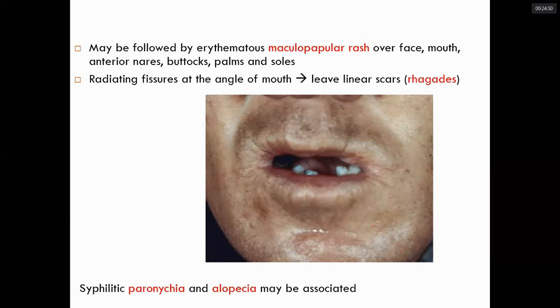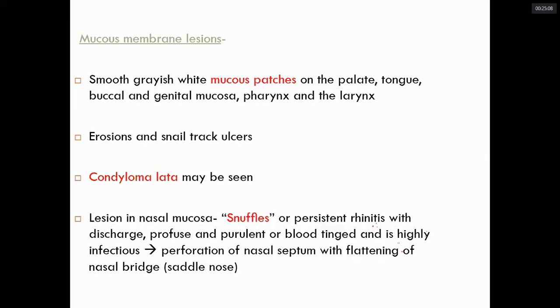These lesions may be followed by a maculopapular rash over the face, mouth, anterior nares, buttocks, palms, and soles, and there can be radiating fissures around the angle of the mouth, which leave linear scars, also called rhagades. There can be syphilitic paronychia and alopecia also. Remember that the clinical features of early congenital syphilis are like those of secondary syphilis, and the clinical features of late congenital syphilis are like those of tertiary syphilis in adults.